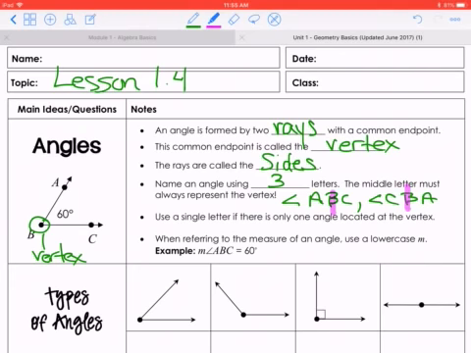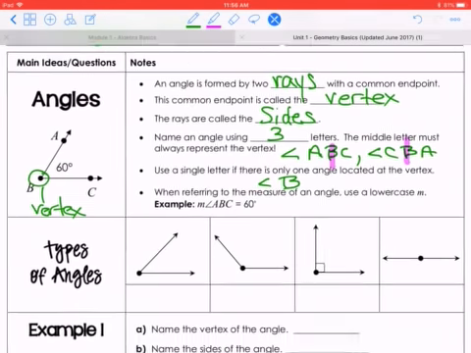Now, if you only have one angle, if you had a picture of what I've drawn here and there's just one specific angle, you can do a shortcut and name it by the vertex. Since this is just one angle by itself, we could call it angle B. But this only works if there is only one angle in the picture. Most pictures are going to have multiple angles, so make sure you understand how to name it using the 3 letters.